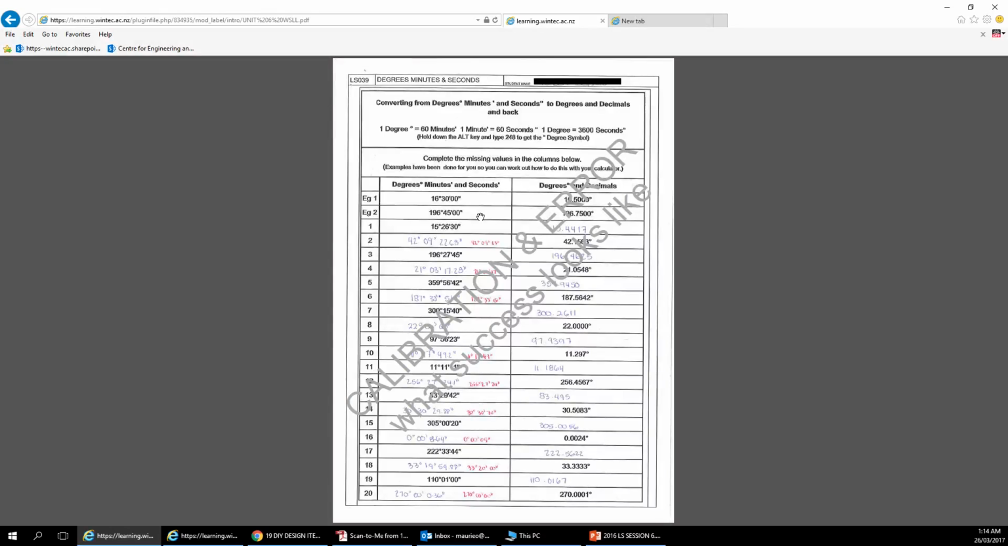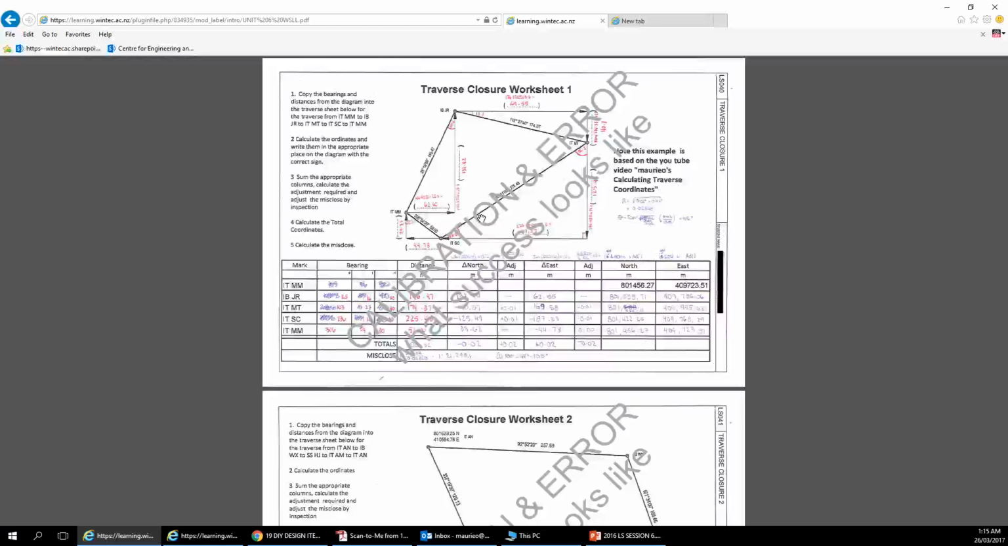Remember to set your calculators to degrees, not radians, but degrees. Be aware that 1 degree is 60 minutes, 1 minute is 60 seconds, so 1 degree is 3,600 seconds. And if you want to get the degree symbol, hold down the Alt key and type 248, and that'll get you the degree symbol in most situations, but not all. It depends on what fonts and programs you're using, but typically it works.